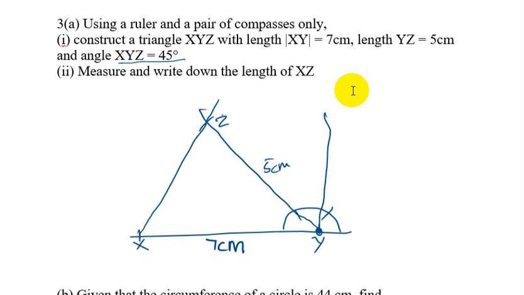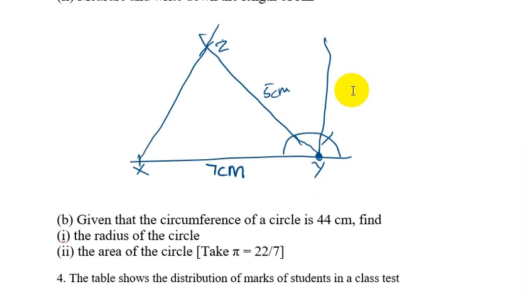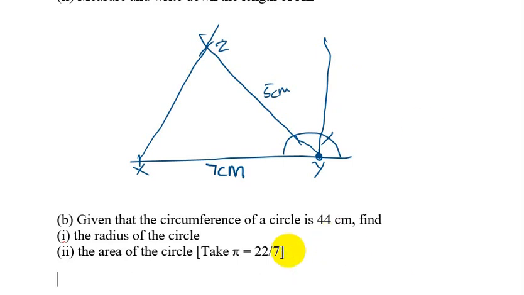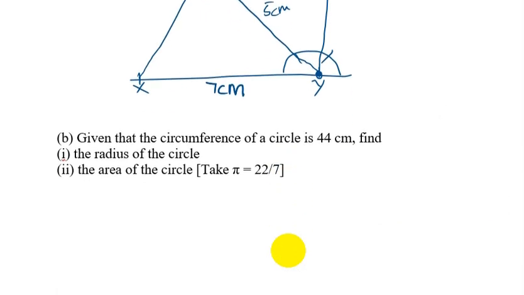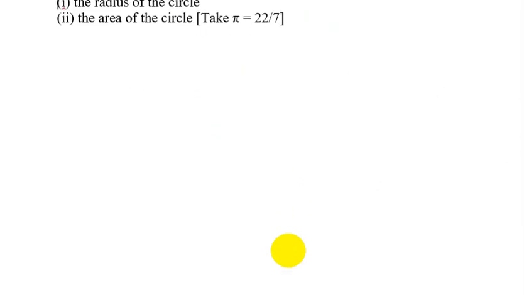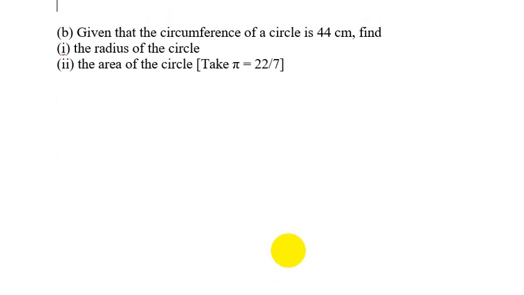Now we were told again that given that the circumference of the circle is 44 centimeters, find the radius of the circle and also find the area of the circle. Take pi as 22 on 7. Now let's look at that. Let's look at the B question. It says that there is a circumference of a circle, and the circumference is 44 centimeters. We should find the radius.